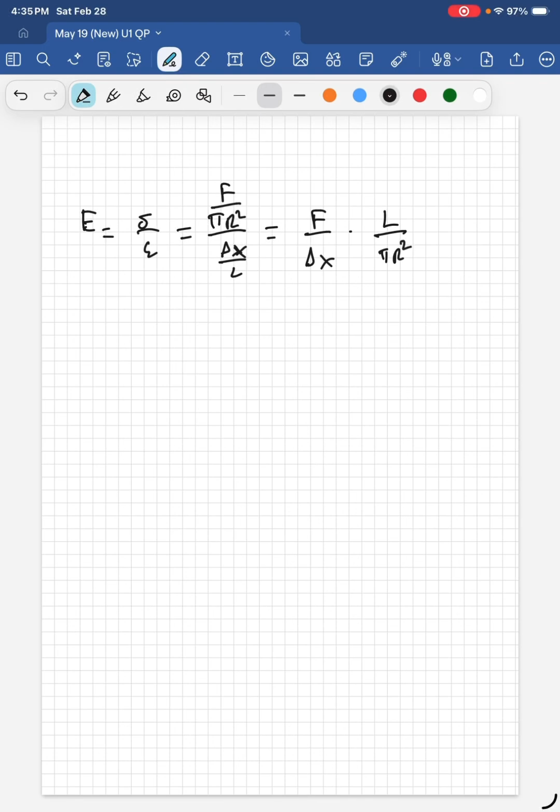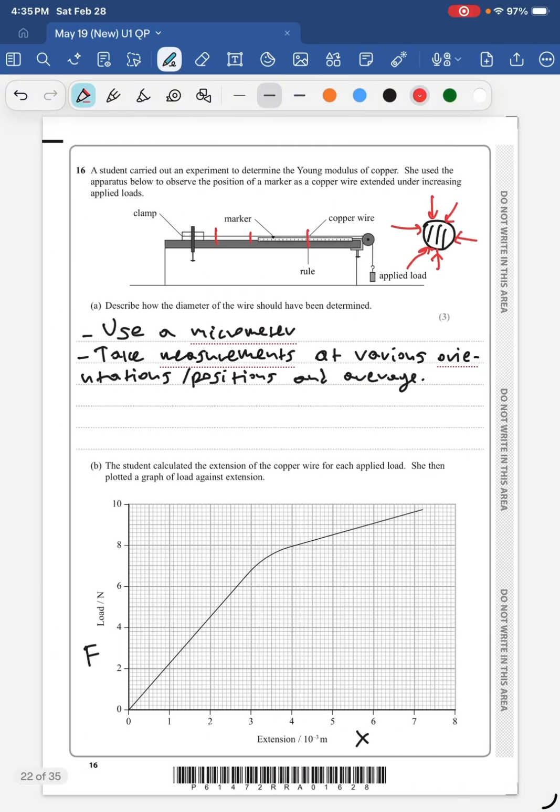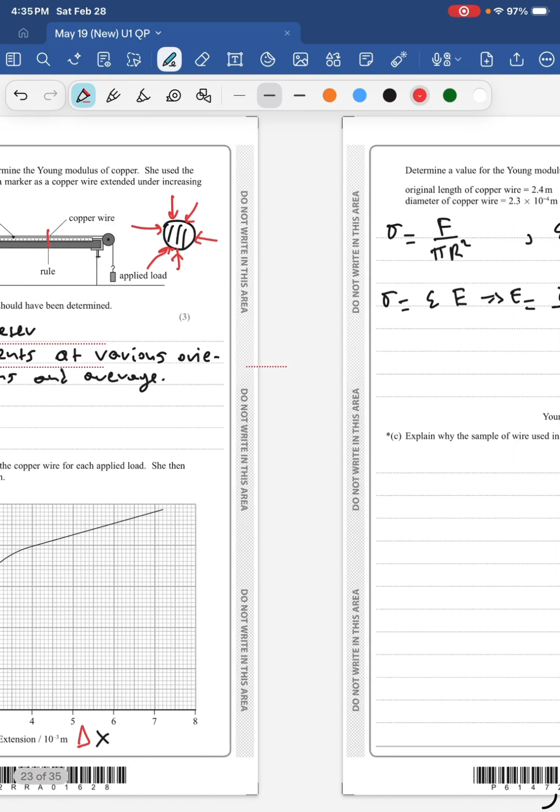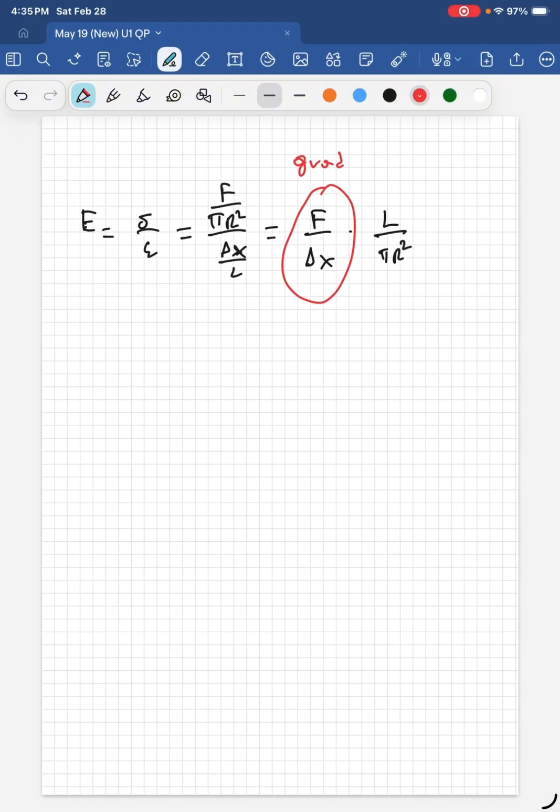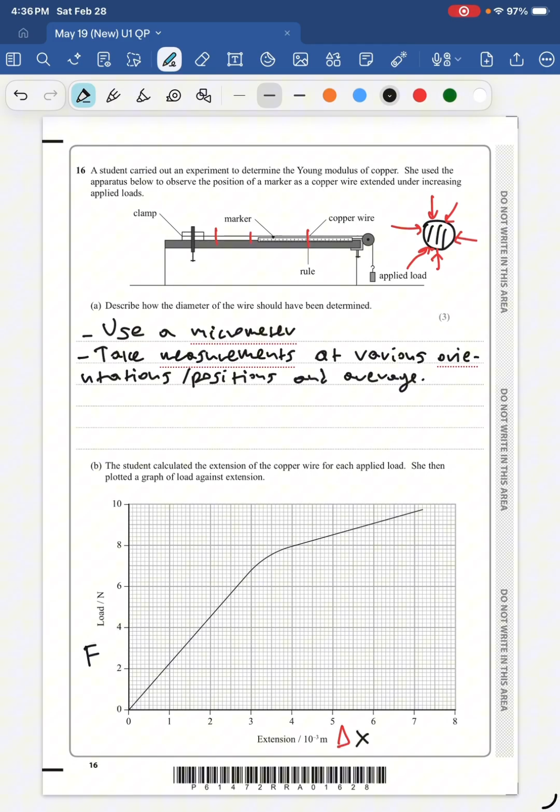You can check for yourselves. And what is this? That's the gradient of our graph, right? Because we are given F versus delta x, the gradient is F over delta x, which is exactly that. So the Young's modulus is equal to the gradient times L over pi r squared. And if we go back, we can easily calculate it. We calculate the gradient, so I always favor straight lines.